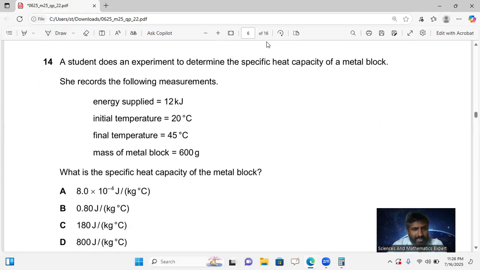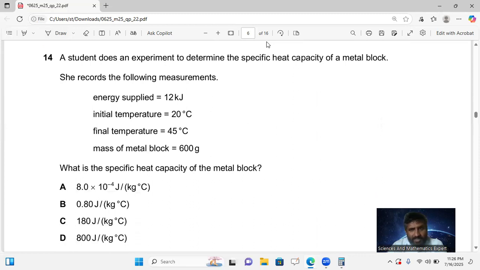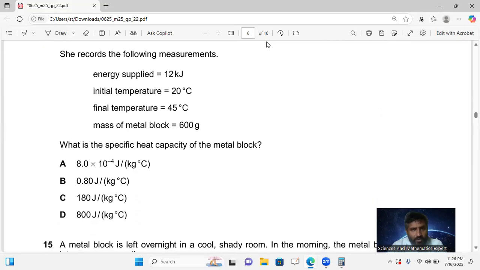After that, he's saying a student does an experiment to determine the specific heat capacity of a metal box. He uses energy supply 12 kilojoule, temperature change from 20 to 45. Mostly it is taken in Kelvin if temperature is involved, but here it is only the difference, so I can take the simple one. Metal box should be taken.